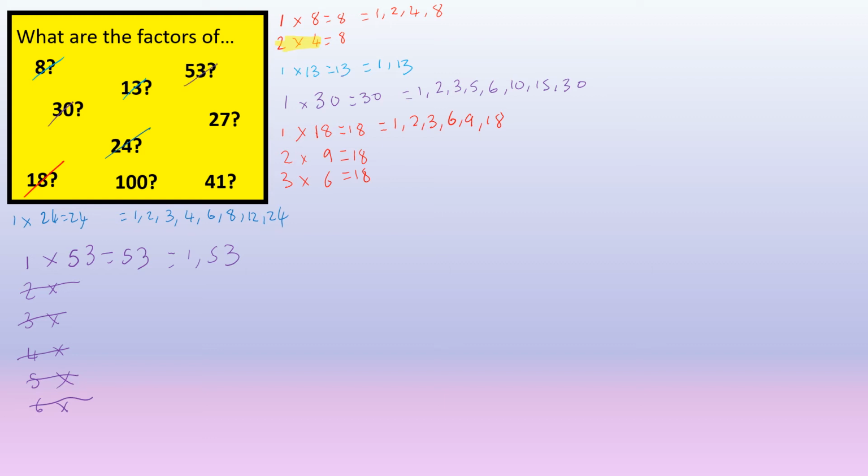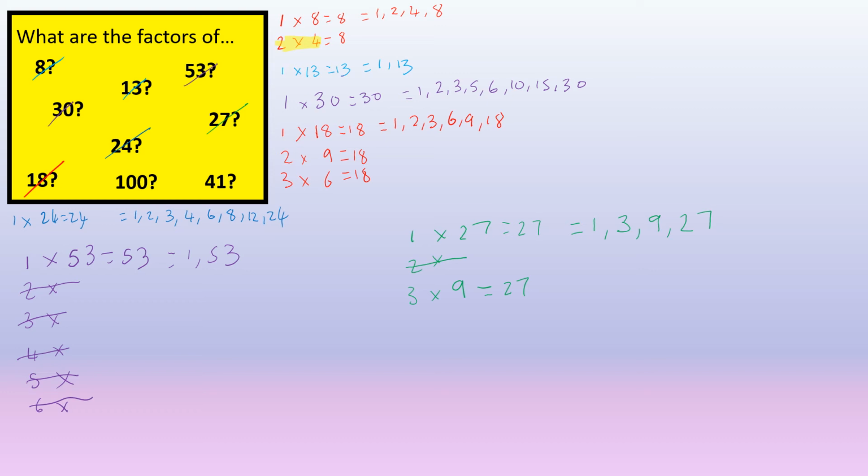Okay, next one I'm looking at is going to be 27. Let's go to there for now. So I can do 1 times 27. Can't times anything by 2. I can do 3 times 9. Can't do 4. I can't do 5. Can't do 6. Can I do 7? No, I can't. I can't do 8. And then obviously that's going to bring me back to here. So my factors for 27 are 1, 3, 9, and 27.